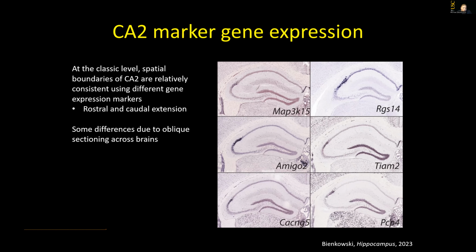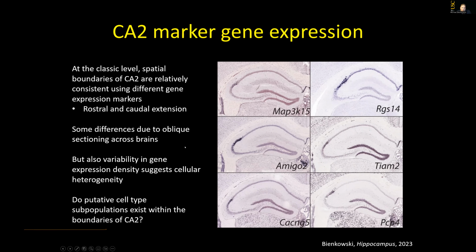When you're comparing across lots of brains, sectioning can shift these boundaries, because rostrocaudally, the borders of the CA2 will shift dorsoventrally as you go across the rostrocaudal axis. So that's something to take into consideration. But there's also variability, right, in this gene expression density you see.